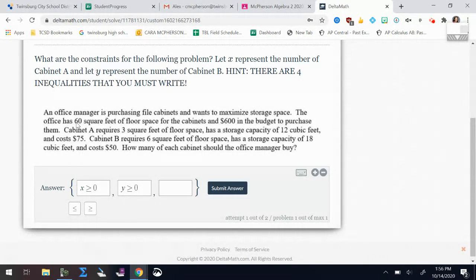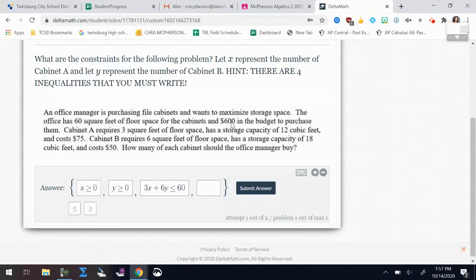What I have here is I know that I only have 60 square feet of floor space. Cabinet A takes 3 feet of floor space, and B is going to be 6 feet of floor space. So if I take 3 feet for cabinet A and 6 feet for cabinet B, and I only have 60 feet to use, then it has to stay less than or equal to 60 because I am limited by how much floor space I have. Cabinet A is going to use up 3, cabinet B is going to use up 6, and I only have 60 to work with.